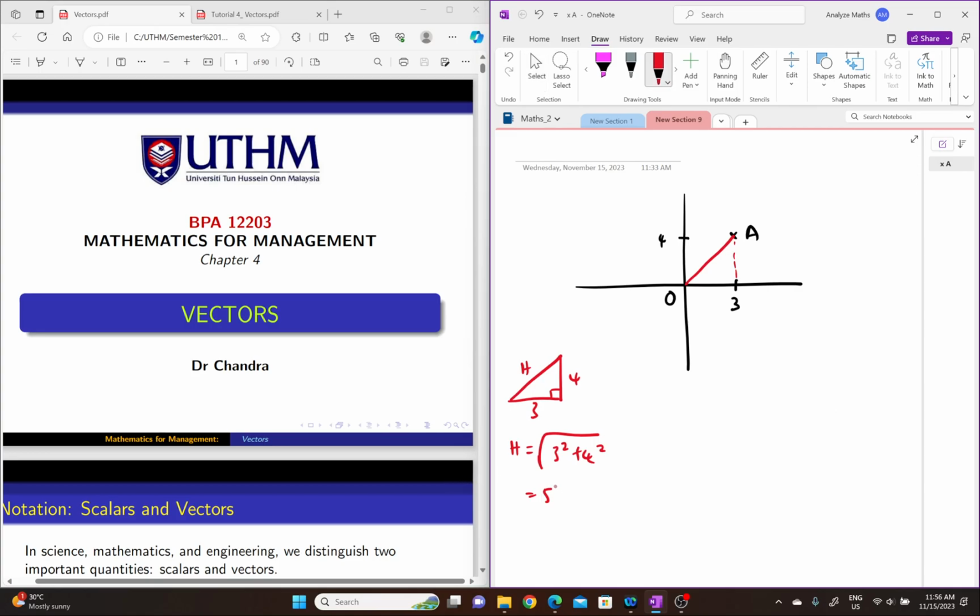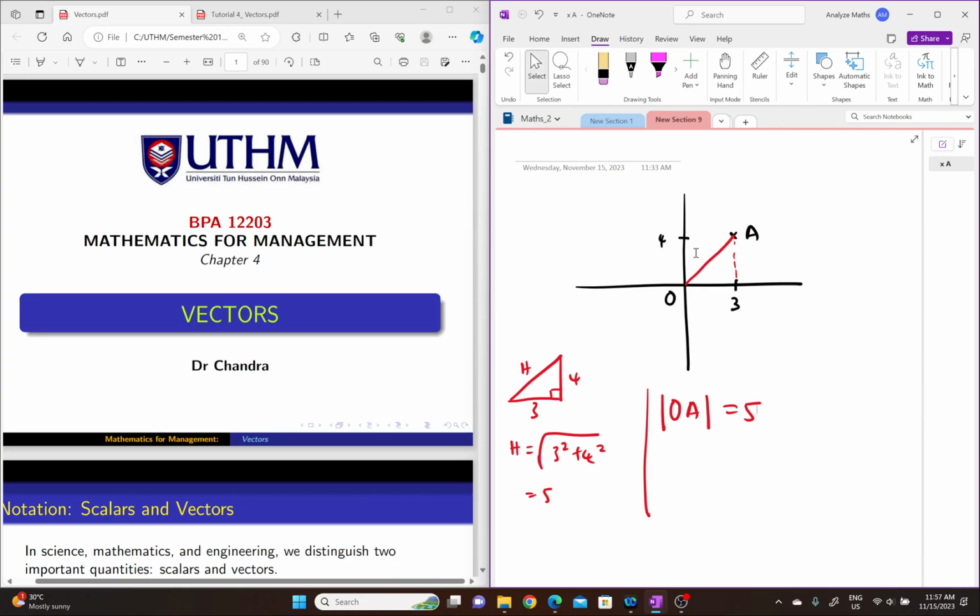Now this is 5 here. So OA, the magnitude, the length of OA, is 5. That is some length of the line. This length can be anything. We can denote this length in any unit. Later I'll go through that.